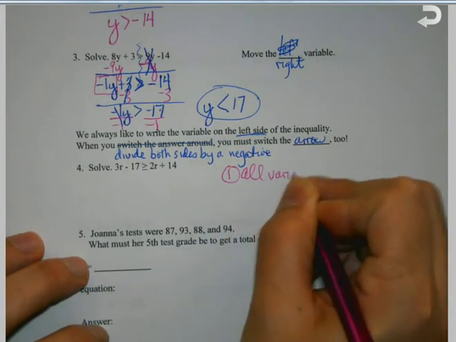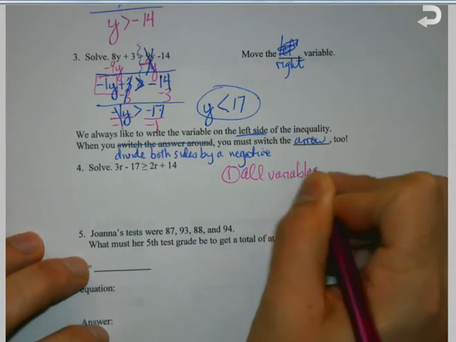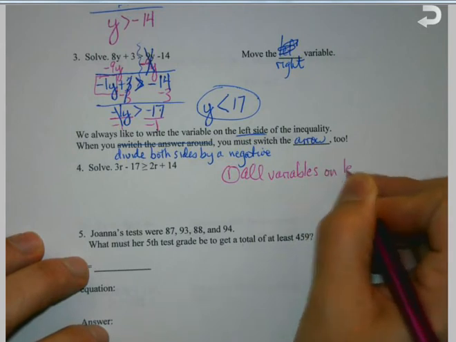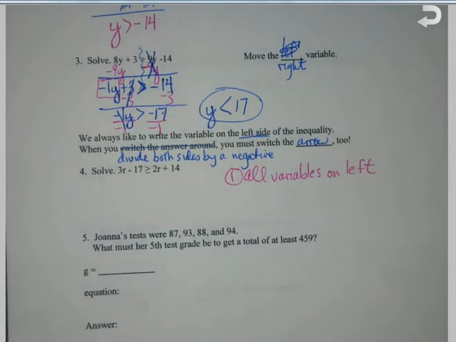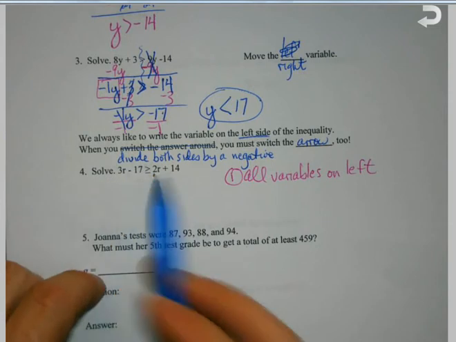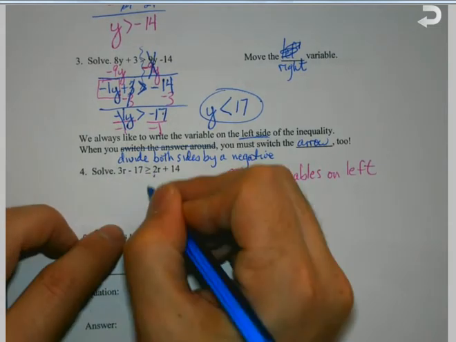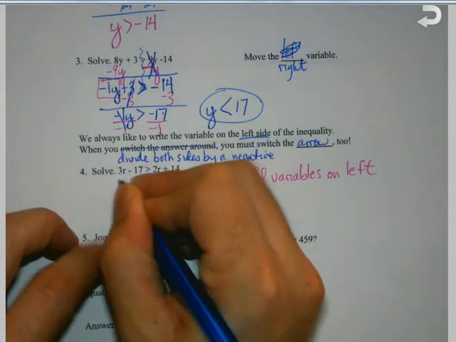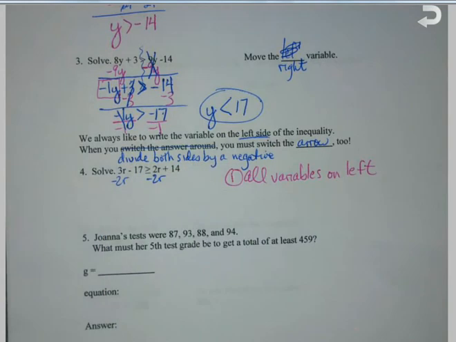All variables on the left, okay? But they're not all on the left. I got some on the right. So I got to get them out of there. I got a positive 2r. I want to move it. I got to do the opposite.